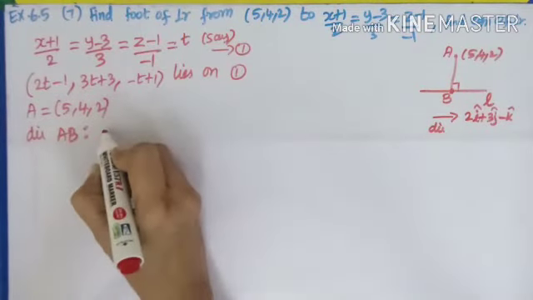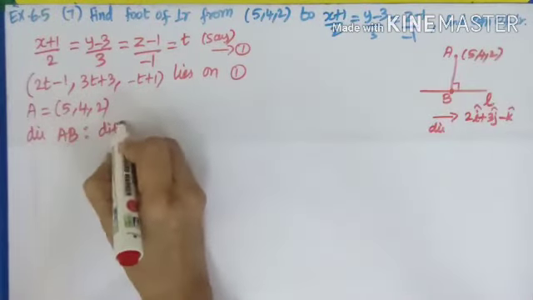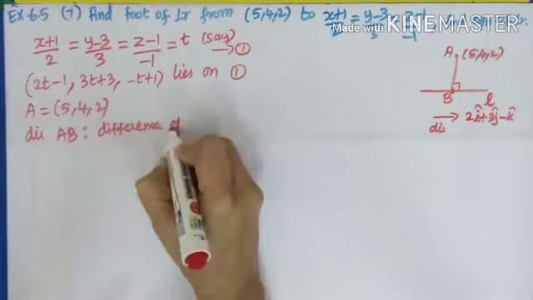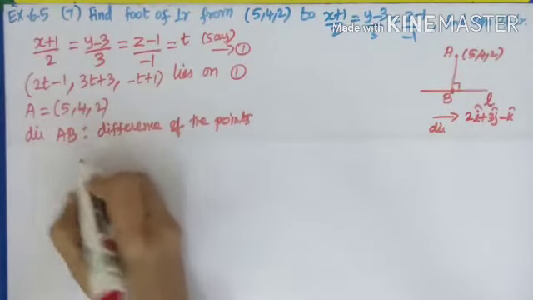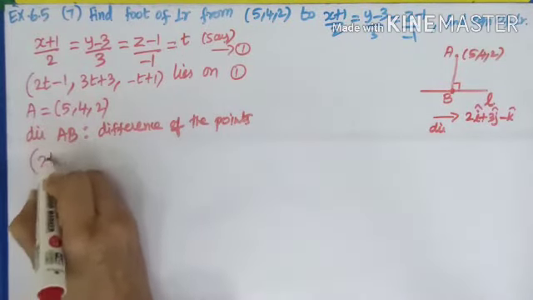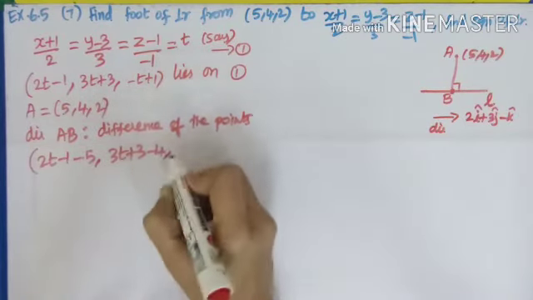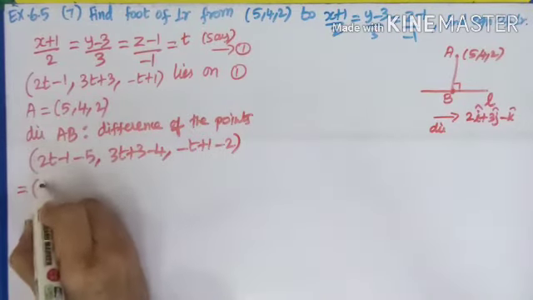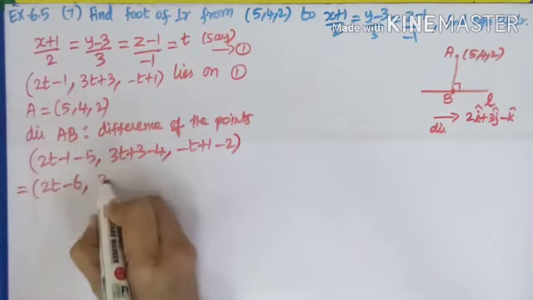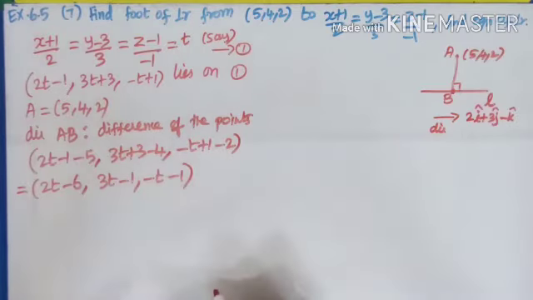So what is direction AB? Direction AB will be this minus this. Direction is nothing but the difference of the points. I know the 2 points, let me find the difference. 2t minus 1 minus 5, 3t plus 3 minus 4, minus t plus 1 minus 2. As I simplify, it is 2t minus 6, 3t minus 1 and minus t minus 1. This is the direction of AB.